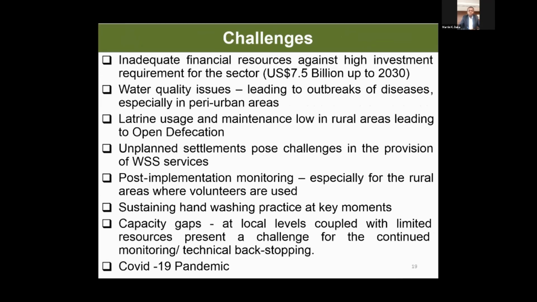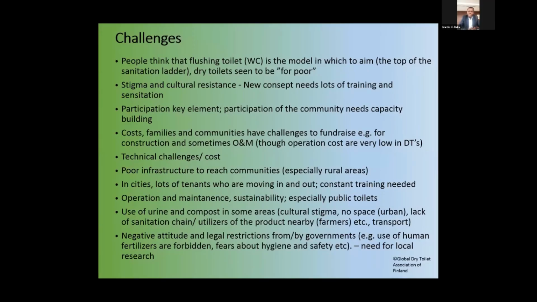So among the challenges include inadequate financial resources against the high investment requirements for the sector. So of course, the target is 7.5 billion up to 2030. And so each year that comes, and also in terms of spaces of outreach, the financing needs to be commensurate with the demand of the work that is at hand. Water quality issues leading to outbreaks of diseases, especially in peri-urban areas. Of course, with the ongoing infrastructure installation, and also with the challenges that we face in the country with regards to perhaps electricity provision and stuff. We have erratic water supply.